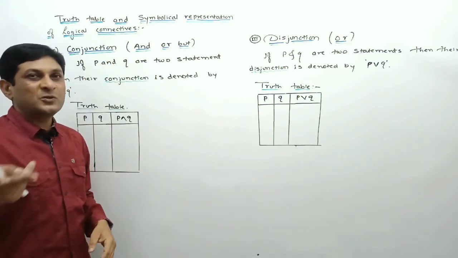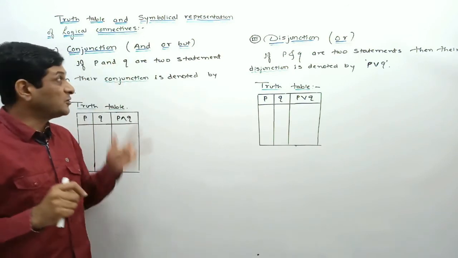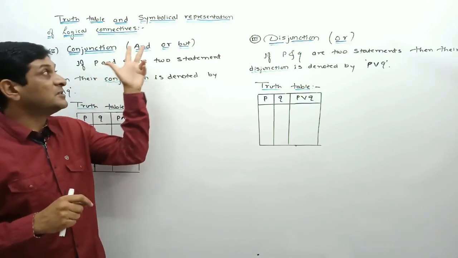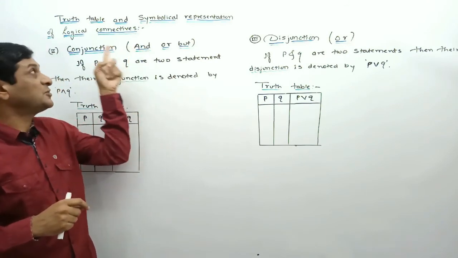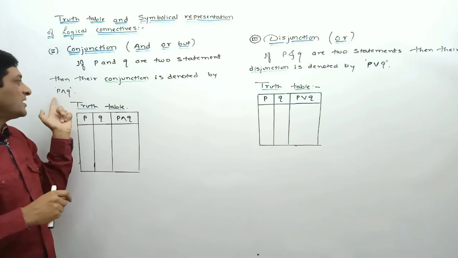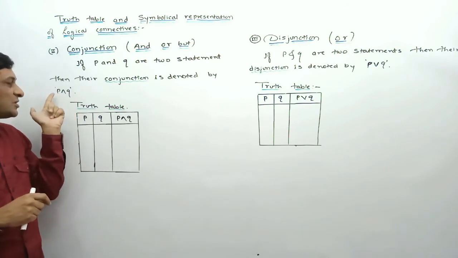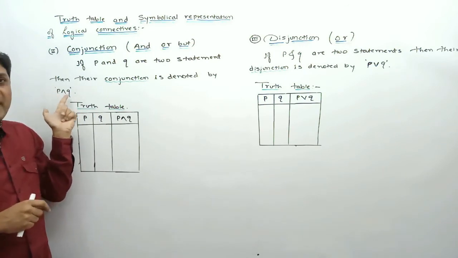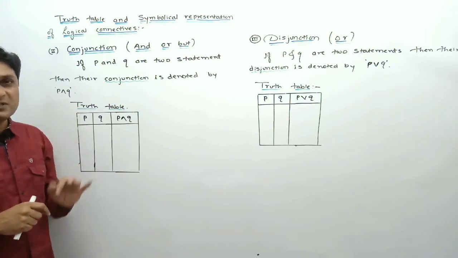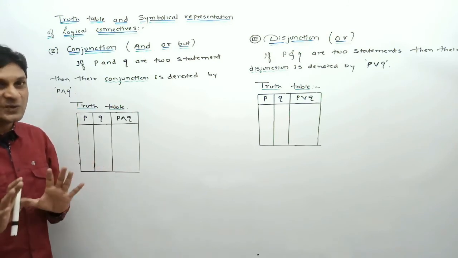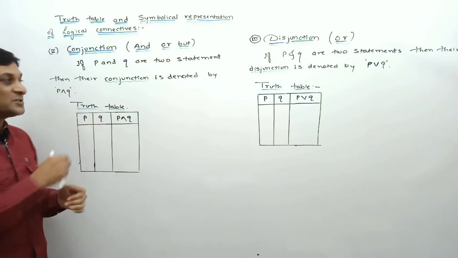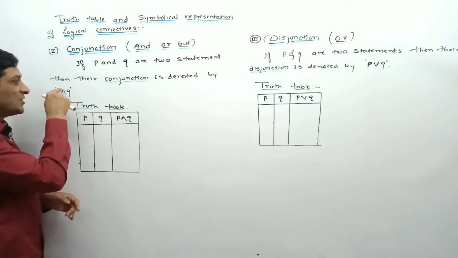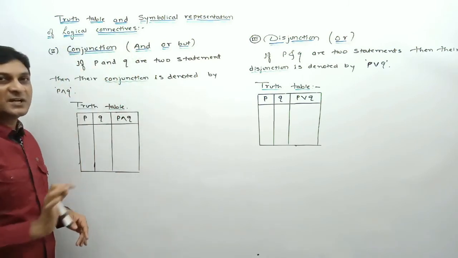If P and Q are two statements, and if we connect these two statements by and, means conjunction, then symbolically it will be denoted by this notation, and it is read as P and Q, or it is conjunction of P and Q. So hope the symbolical representation is clear to you. This notation is used for which logical connective?